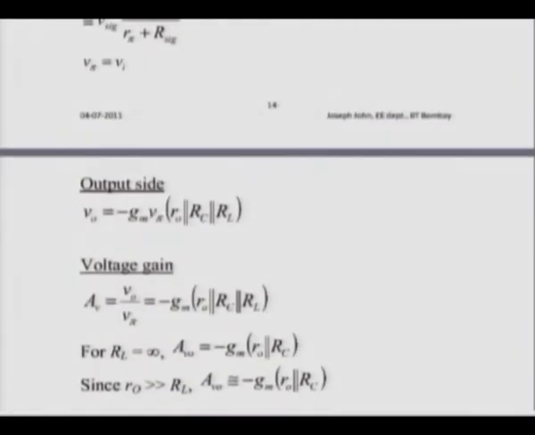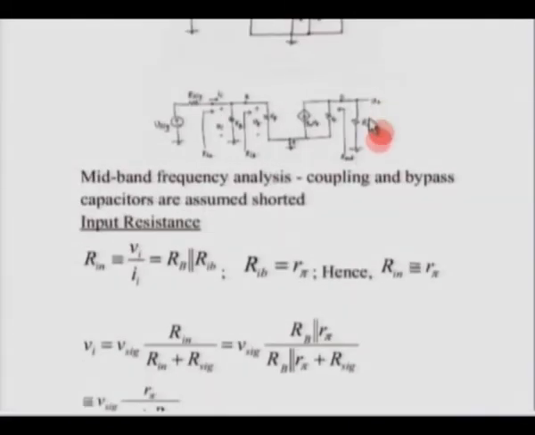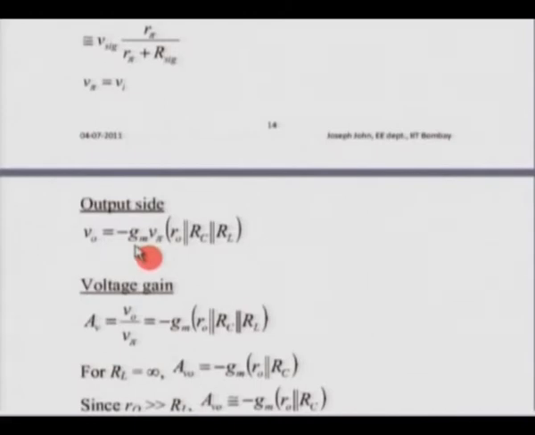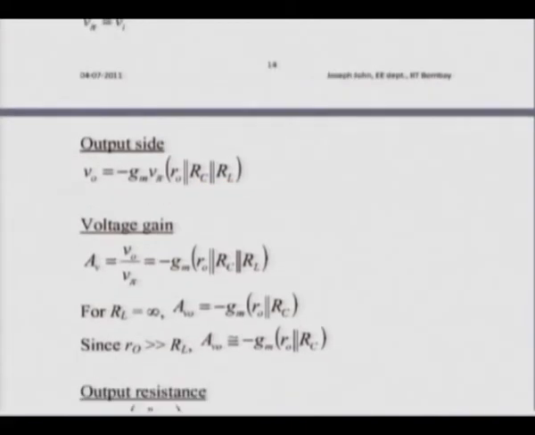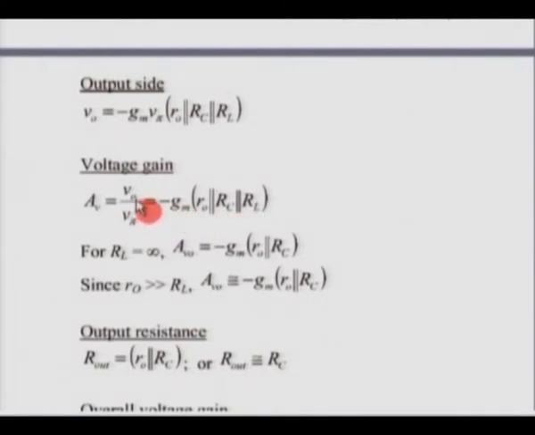Now coming to the output side, the voltage V out here is nothing but the current here times R naught. I have not shown RC here, so there should have been an RC also here. So R naught parallel RC parallel RL, with a minus sign because the current is flowing away from the output towards the ground. So the output voltage is minus Gm V pi times R naught parallel RC parallel RL. Now the voltage gain AV with load would be V out by V pi, or V out by Vi, which is nothing but minus Gm times R naught parallel RC parallel RL.